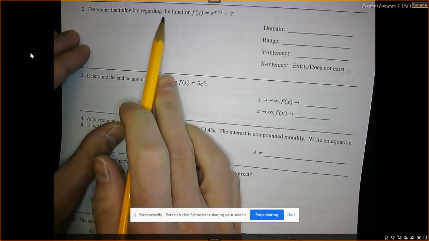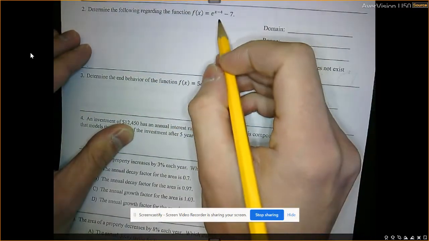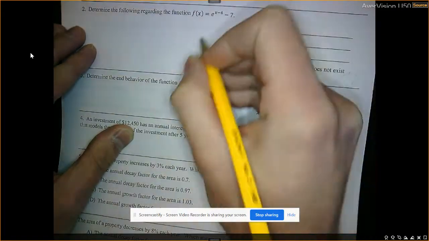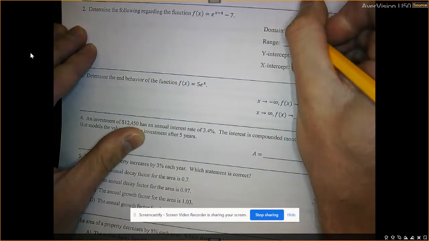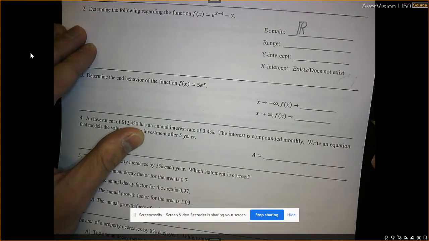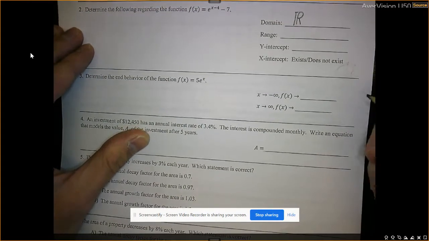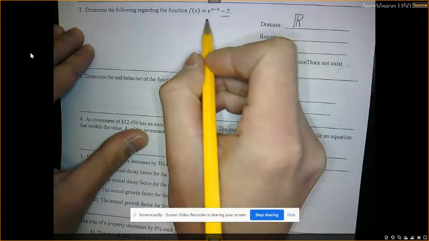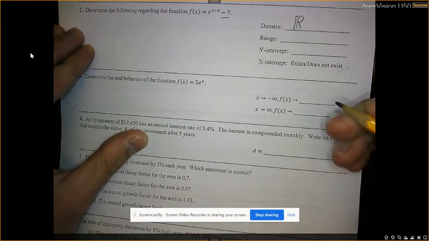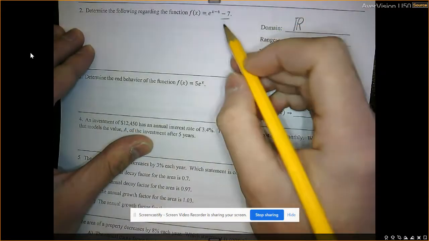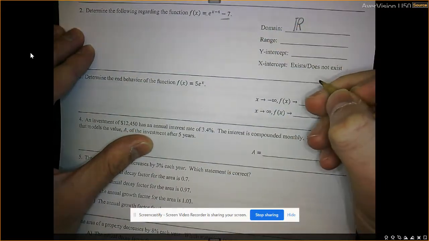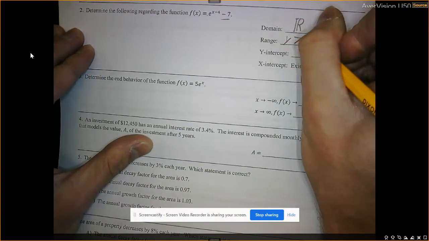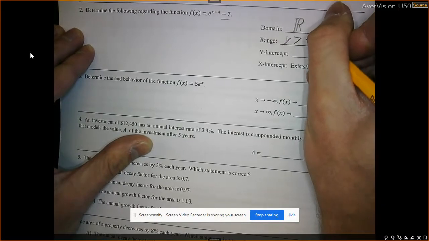Determine the following regarding the function f of x equals e to the x minus 4 minus 7. Well, domain, it's an exponential function, so that's always going to be all reals. Whenever you have an exponential function, your domain is going to be all reals. Your range is always going to be greater than your asymptote, unless there's a negative out front, and that's going to flip it, and then it'll be less than your asymptote. But here we have k equals minus 7, so our range is going to be all above that. Y is greater than negative 7.